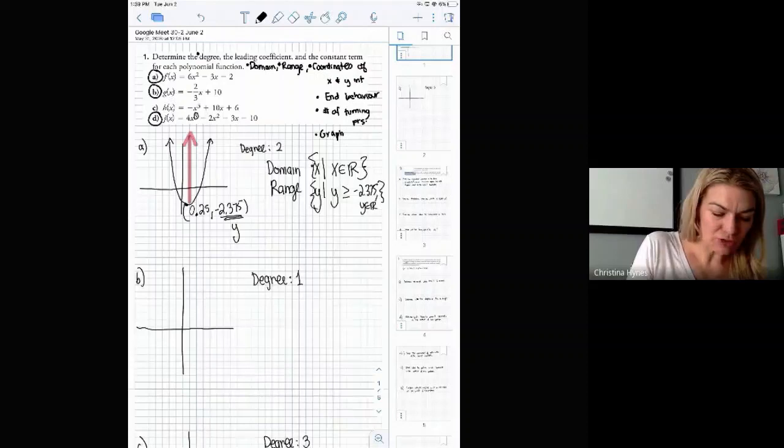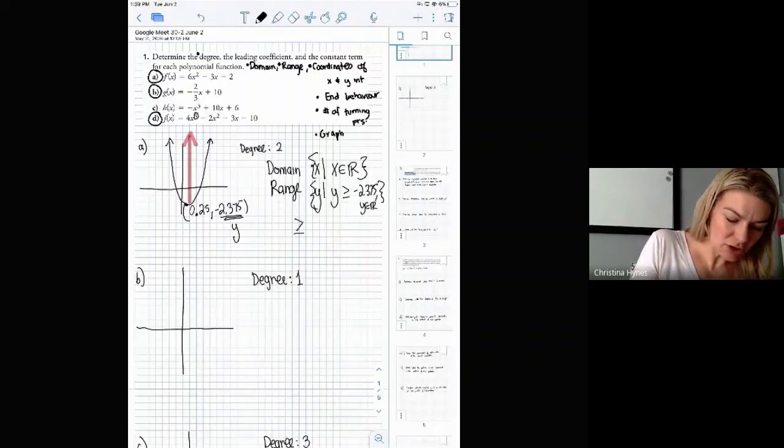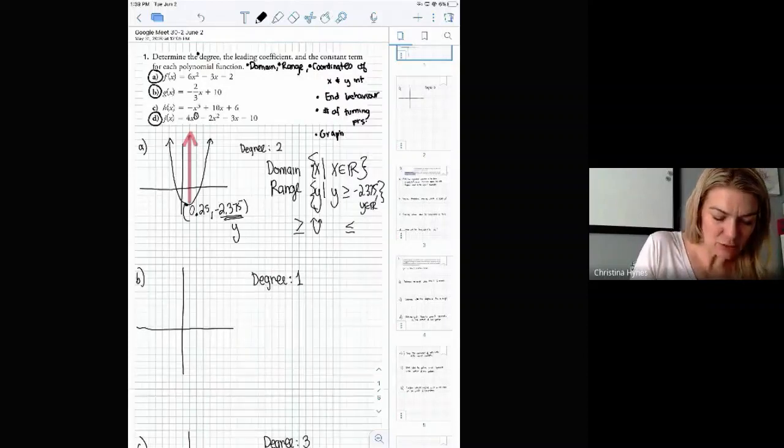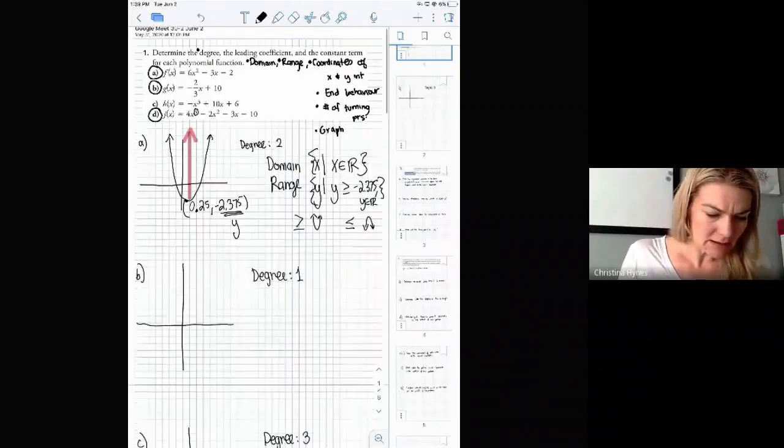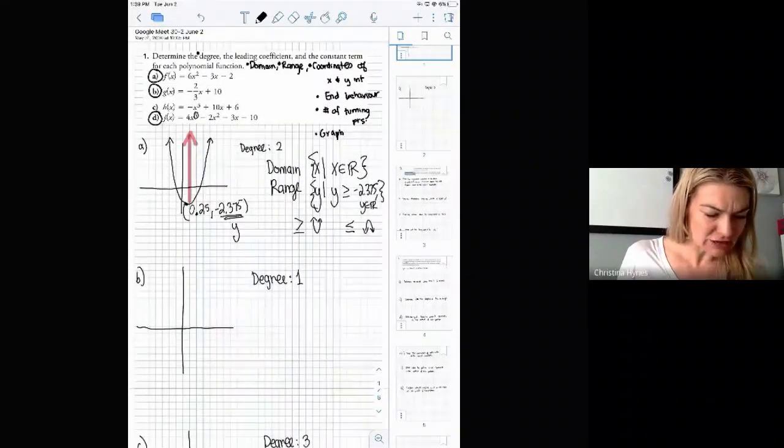Okay, so you use this symbol when it's upward facing, and then you would use the less than or equal symbol when it's downward facing, a parabola that looks like that. Okay, so those are your two options when it comes to the range of a quadratic function. So that is your domain, your range.